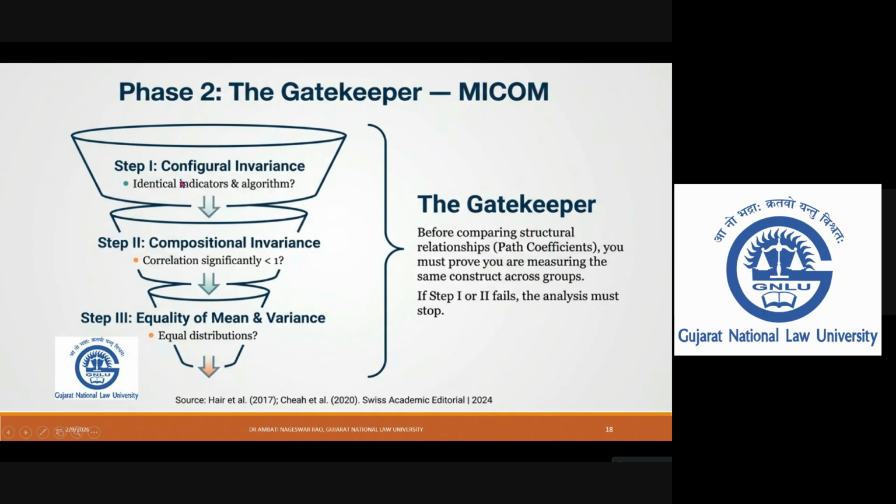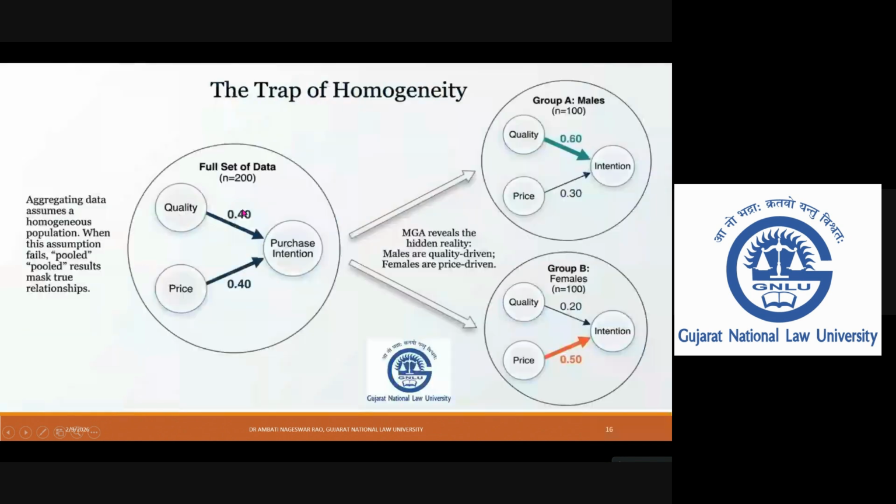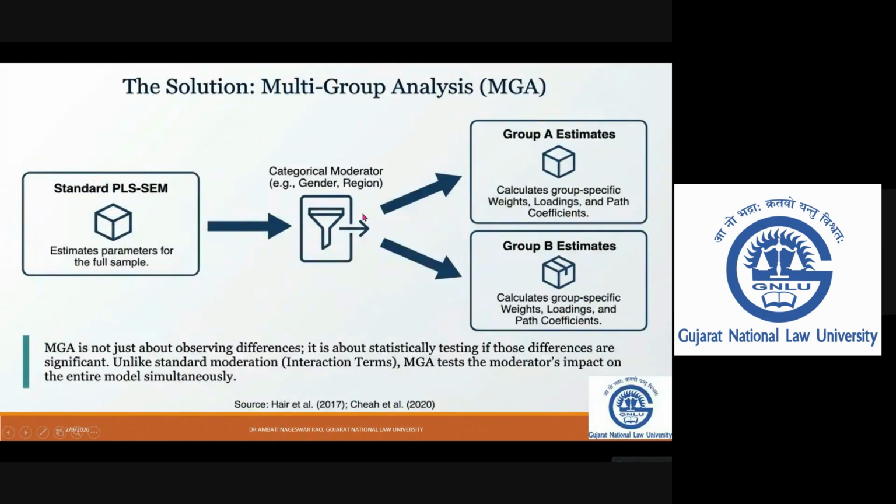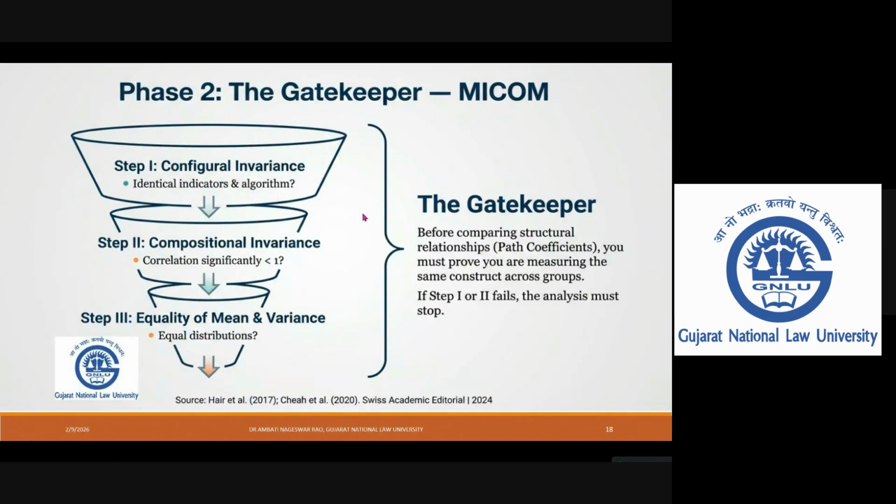So first thing is we need to see configural invariance. For example, I have constructs like quality, price, purchasing intention. When I'm comparing male and female groups, am I showing any kind of bias? Like for male, I'm using quality, for females, I'm using both. For price, I'm using both male and female. In terms of the constructs and the indicators, am I using the same measurements or not?